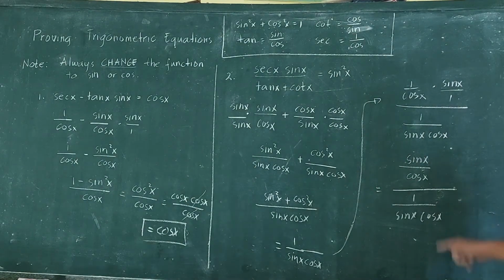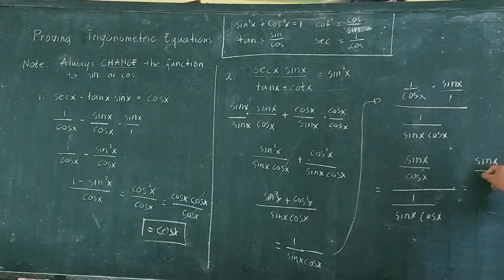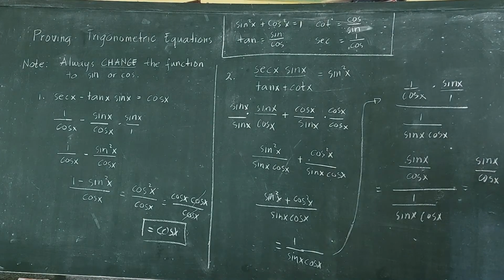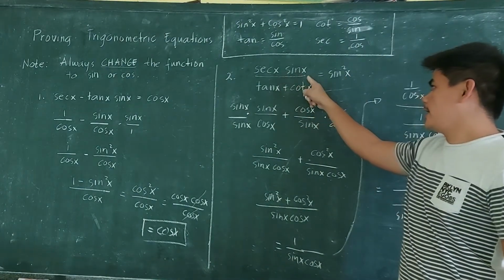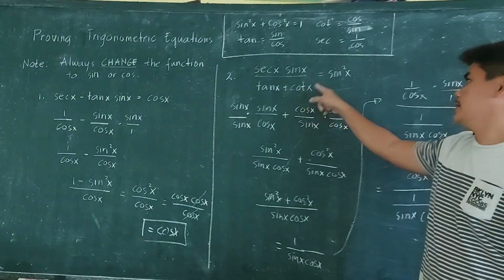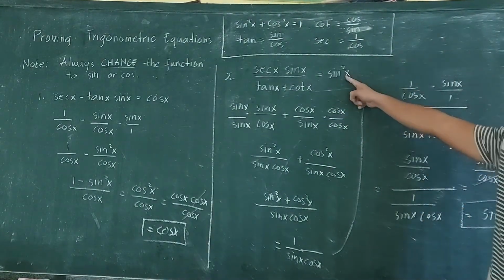These are two fractions. To divide fractions, get the reciprocal of the divisor, then proceed to multiplication. So we have sine x over cosine x times, the reciprocal of this is sine x cosine x over 1. Now we can cancel one cosine here, another cosine here. So what is left is sine squared x, because sine x times sine x is sine squared x. So we have proven that secant x sine x over tangent x plus cotangent x is equal to sine squared x. That's it.